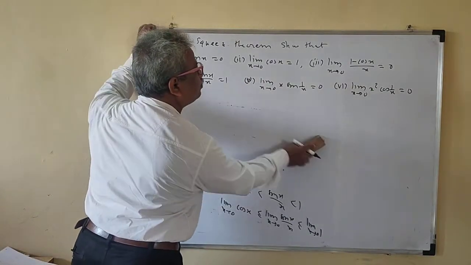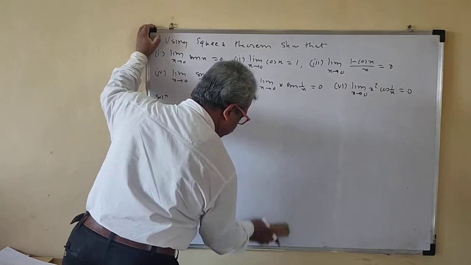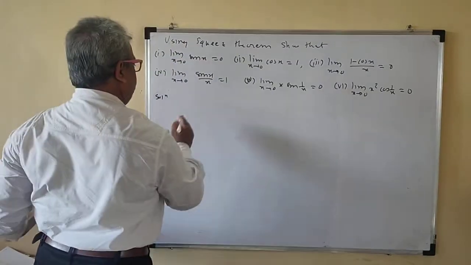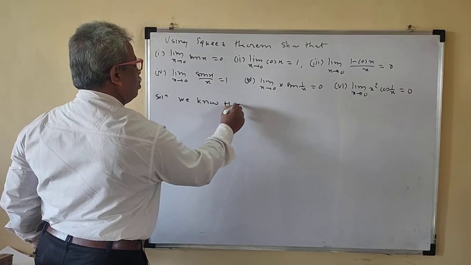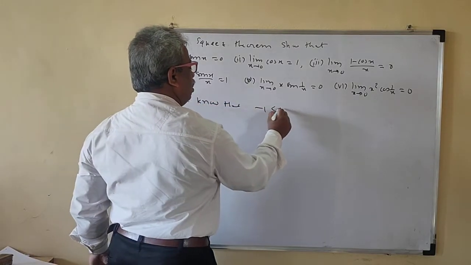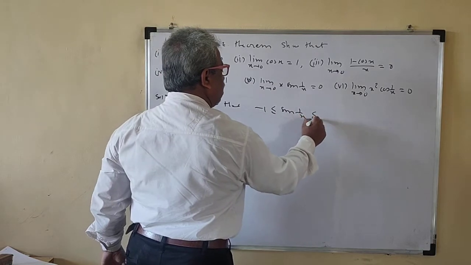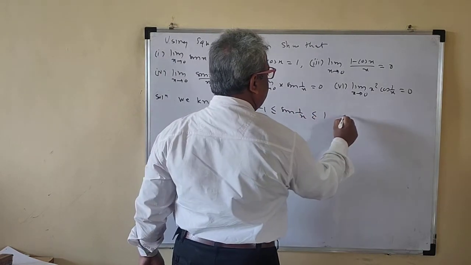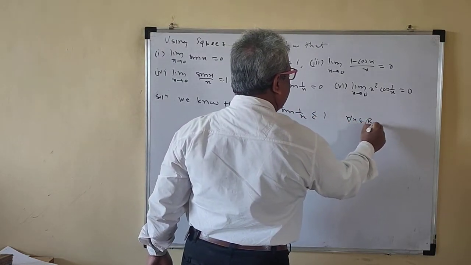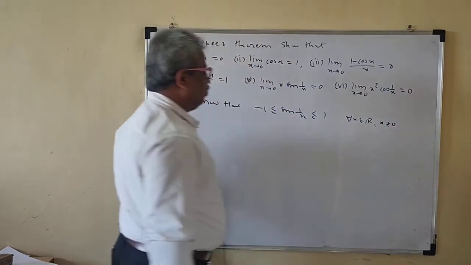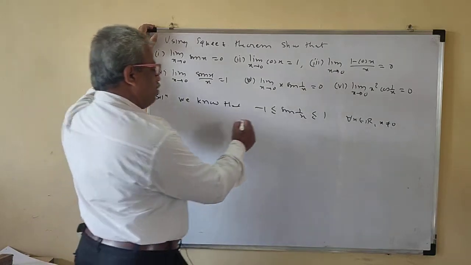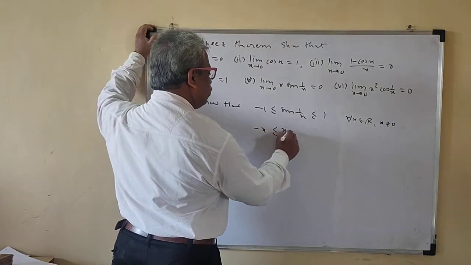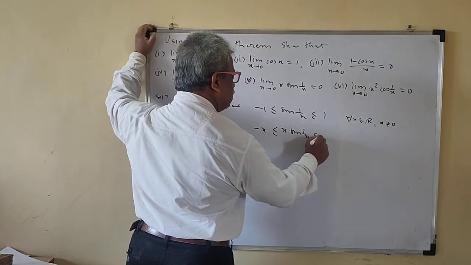Next, we know that we can write sin of 1 by x is less than or equal to 1 for all x belonging to R, x not equal to 0. Now we will multiply by x. So this is minus x, so x sin 1 by x is less than or equal to x.